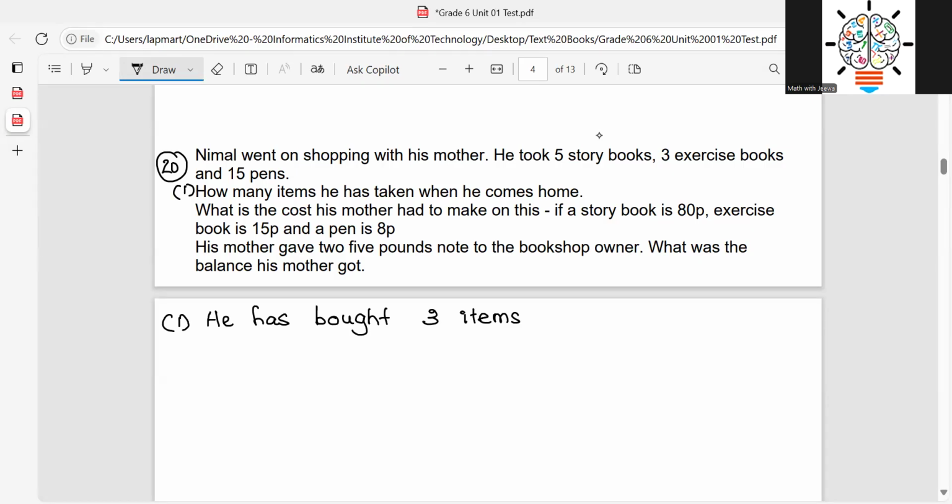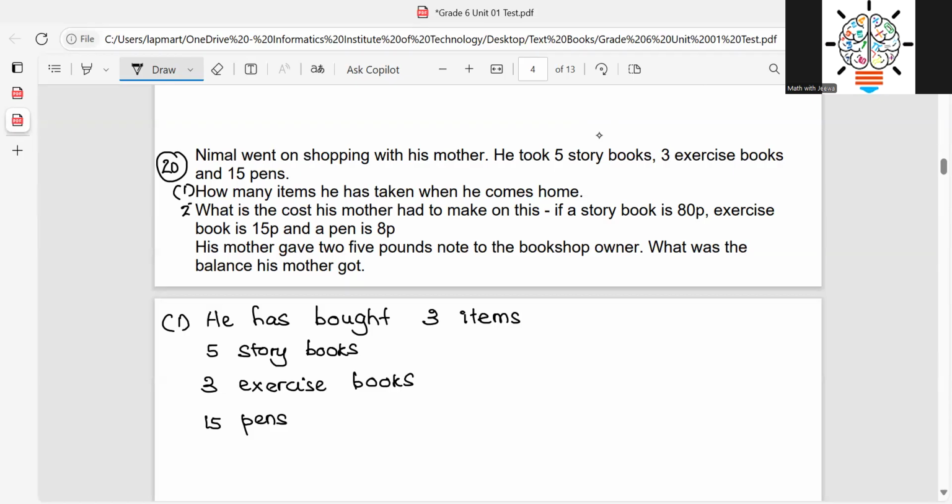So how are we going to write that? The 5 storybooks, right? And 3 exercise books, and 15 pens, right? All together, everything together, it is 23. How many items? That is 23 items he has taken.